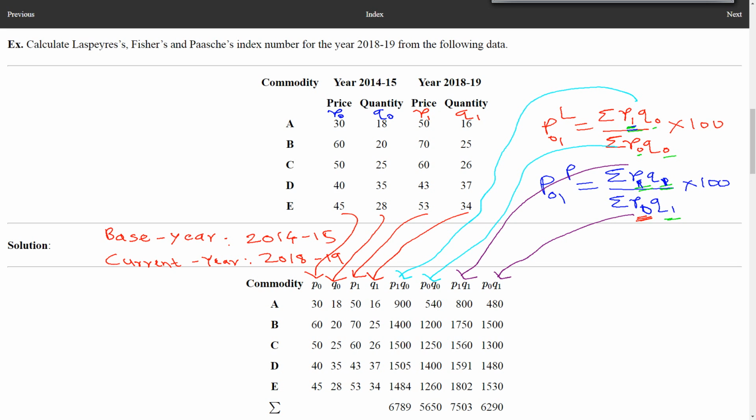Verify that all entries are correct. How are we getting the value 1250 here? It is the product of P0 and Q0, so 50 into 25. That product comes as 1250. Likewise, you can calculate all entries. So this is the first step: prepare a table with all necessary columns. In the next step, verify the sums. These are the sums obtained for the respective columns. Don't calculate the sums of the columns P0, Q0, P1, Q1. We don't need them. So do only the calculations which we need.